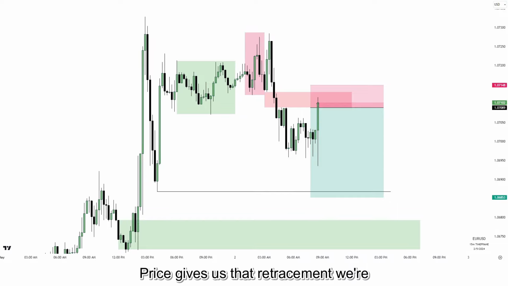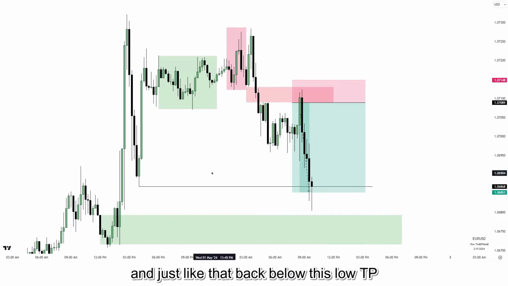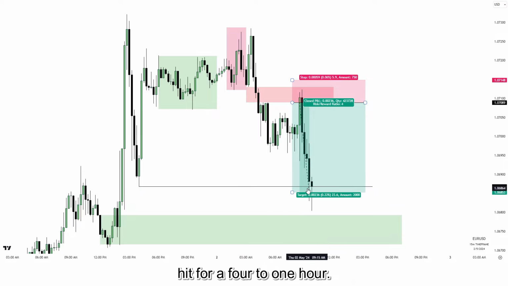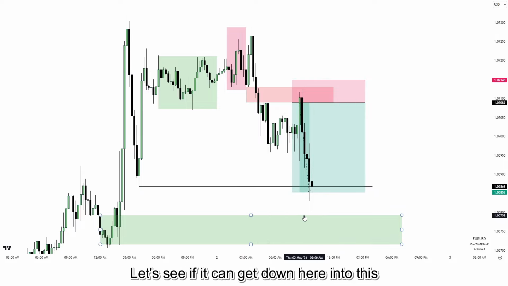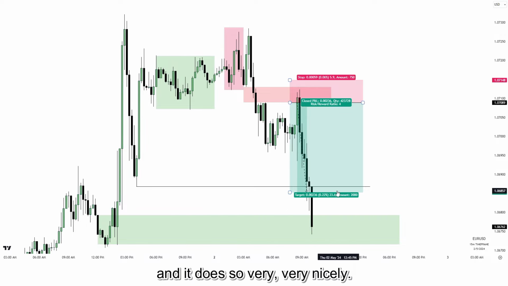Price gives us that retracement we're looking for, back up into that 1 hour bearish fair value gap. And just like that, back below this low, TP hit for a 4 to 1 R. Let's see if it can get down here into this hourly order block. And it does so very, very nicely.